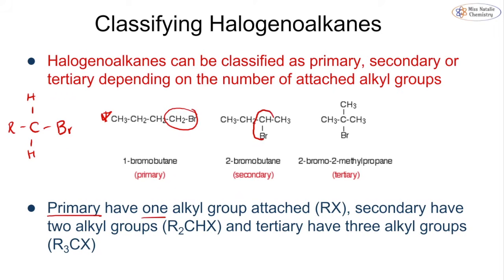When we look at the second one here, I have a carbon connected to the bromine, and it is connected to 2 R groups and 1 hydrogen. So we call this a secondary halogenoalkane because it's connected to those 2 alkyl groups. Whereas the third one, you can see, is connected into 3 alkyl groups, and we call this a tertiary halogenoalkane. It's very important that we can distinguish between these 3 things because, depending on the classification, it can depend on what sort of reactions we're going to get.